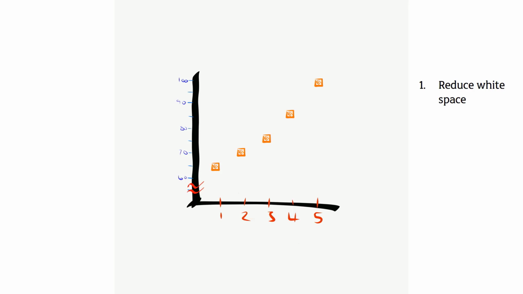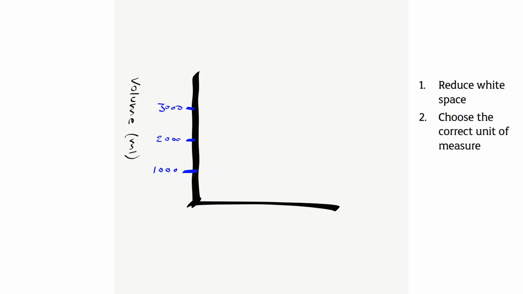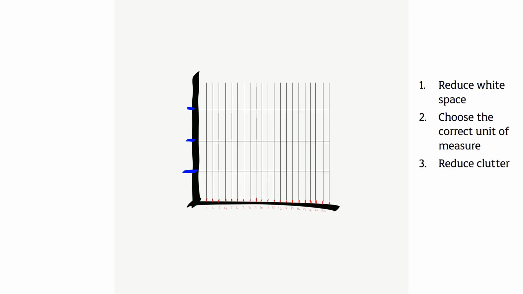Choose the correct unit of measure. For example, by using millilitres on this scale, we have lots of zeros written on the axis. If we change the scale to litres, we can change 1000 to 1 and so on to make the scale easier to read.